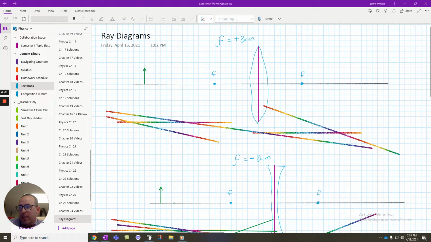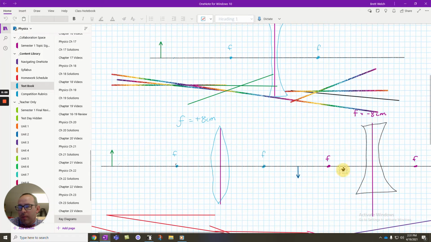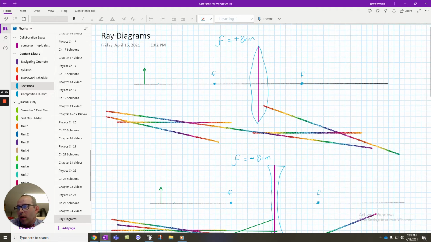Hey guys, so this is my walkthrough for ray diagrams and how we do ray diagrams and how we get them done correctly. Sorry, I'm cleaning that up real quick. Okay, so we're going to go through the three different setups with ray diagrams.